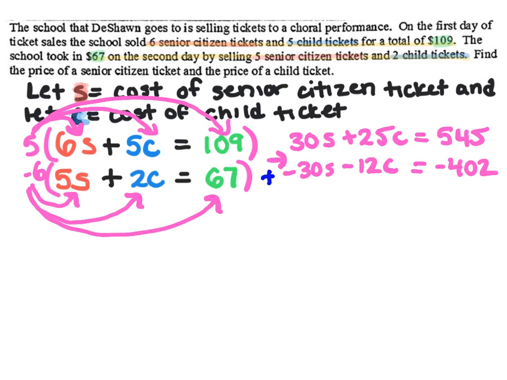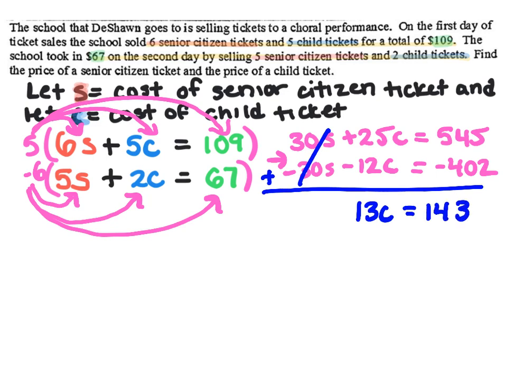So if I add these straight down, the 30s minus 30s cancels. 25 minus 12 gives you a value of 13c equals 545 minus 402 gives you a value of 143. To finish solving, the opposite of multiplying 13 times c is dividing. So I divide both sides by 13 to get that c is the value of 11.